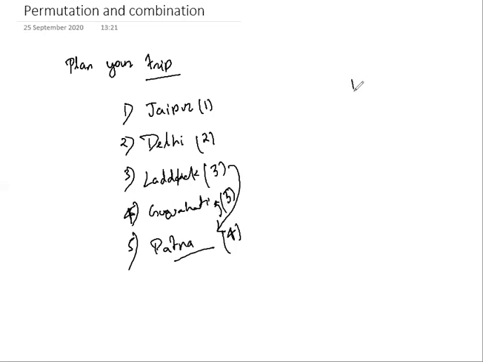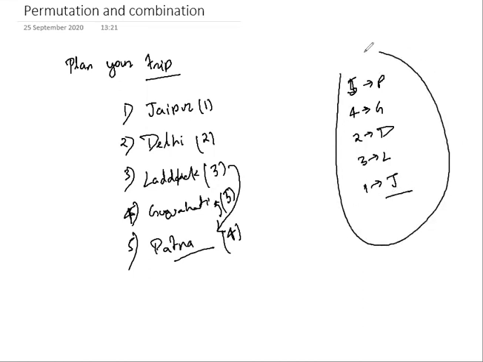Suppose I go to Patna first, then I go to Guwahati. From Patna to Guwahati, then I go to Delhi, then I go to Ladakh, then I go to Jaipur. Okay, everyone, now tell me, this trip and this trip, are they same?